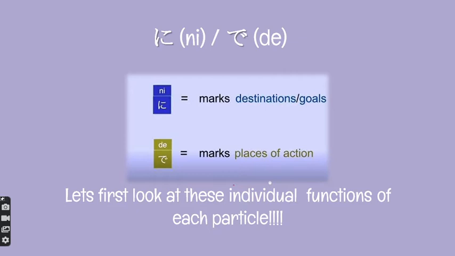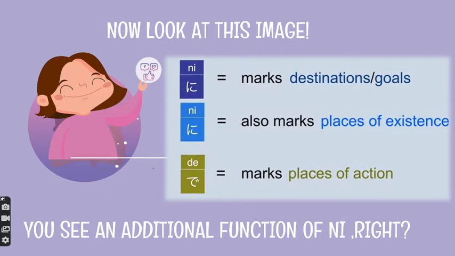Okay, now Tokyo is where the action of eating noodles is carried out. So Tokyo is a place where my action is carried out, right? So the place is going to be marked with the particle de. This is very easy, right? Okay, let's take a look at examples. Okay, ni marks destination and goals. De marks place of action.